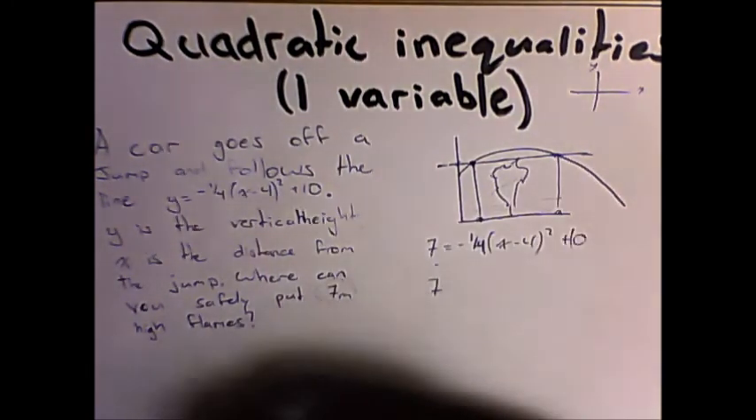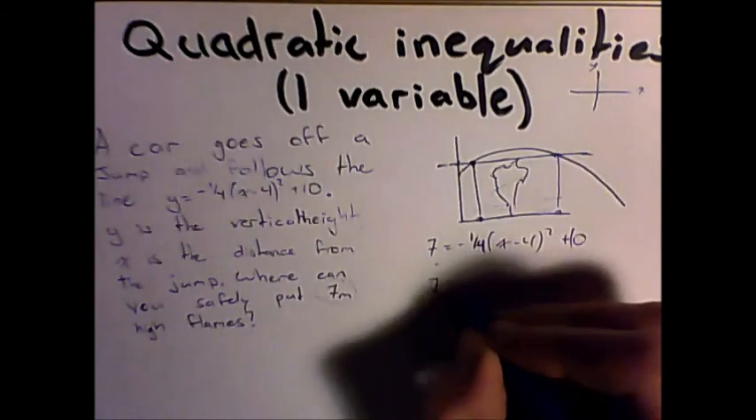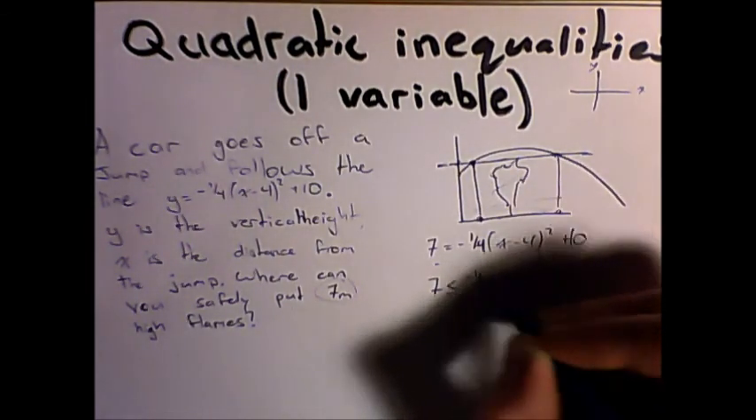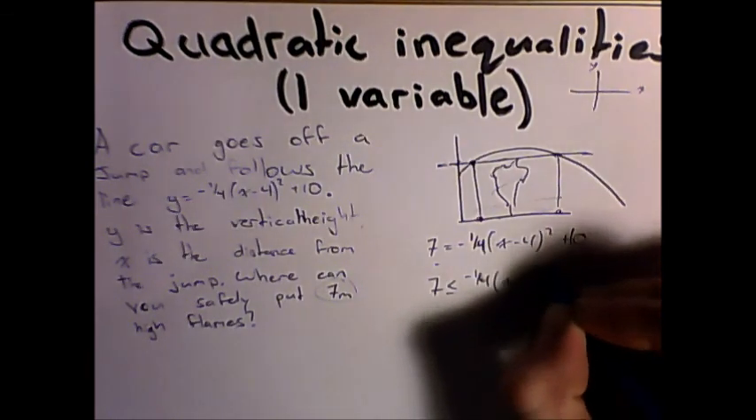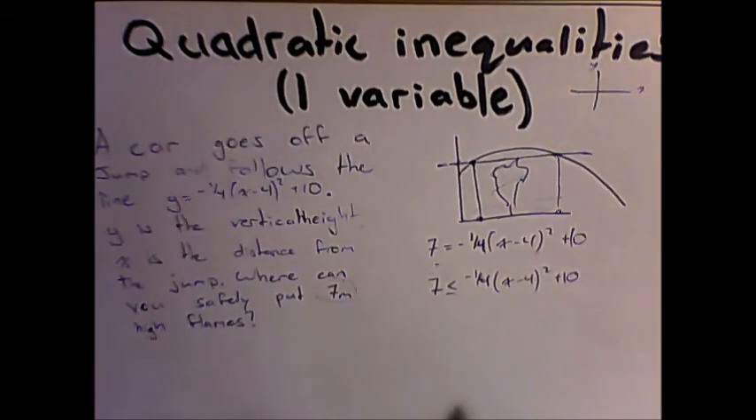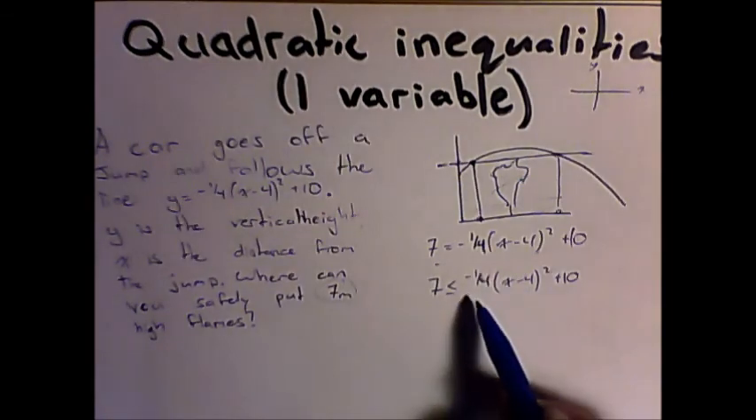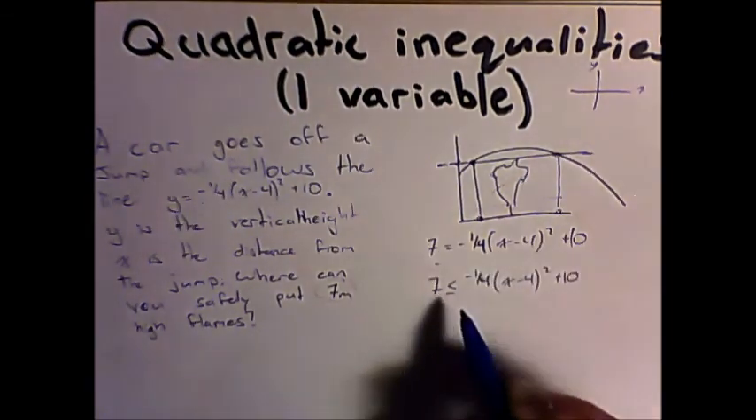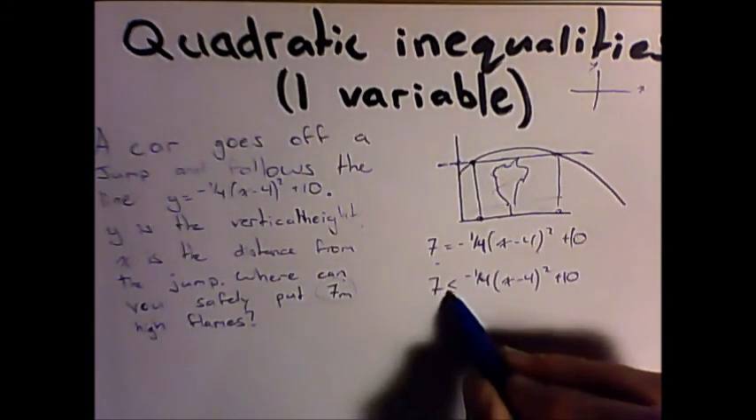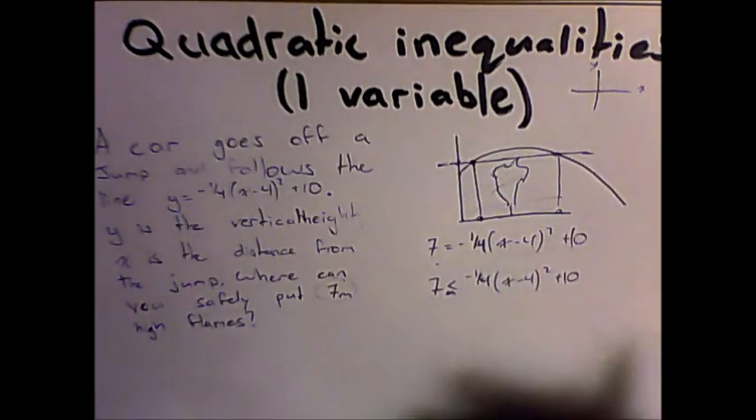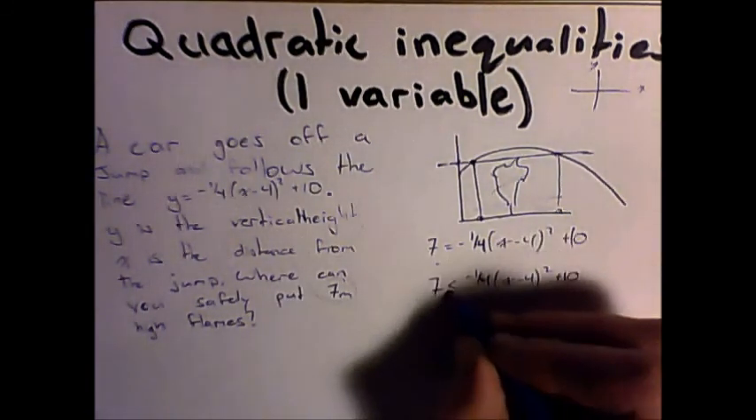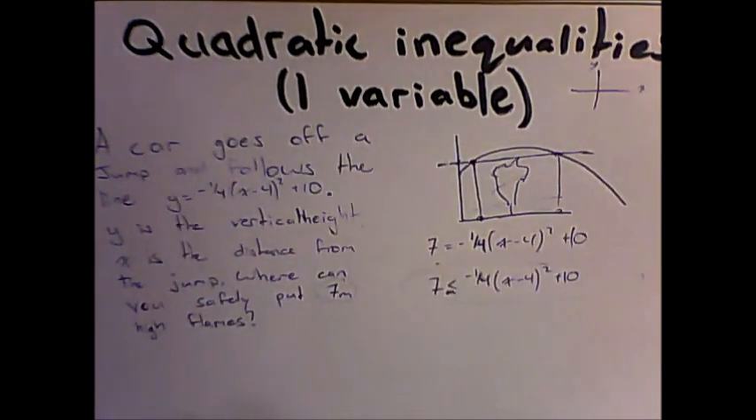So we can say that 7 is less than or equal to -1 over 4 (x minus 4) squared plus 10. And that way, the height of the car will always be greater than 7. Now, I should note here that it can't actually be equal to the height, because if the car was the same height as the flames, you would have a burning car and a very sad daredevil. So there's our inequality equation.